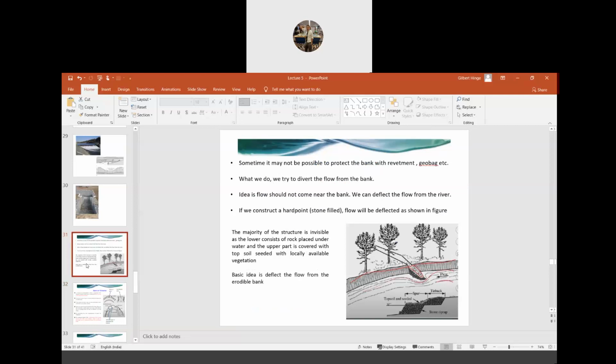Sometimes it's not possible to protect the bank with revetment or with geobags and all. So what we do, we try to divert the water. How to divert the water? We construct some kind of hard point structures which are made of stones and all. When you construct this kind of structure, the water, instead of flowing directly like this and eroding this bank, is deflected like this. See, this is just one spur, if we want to protect this small portion.